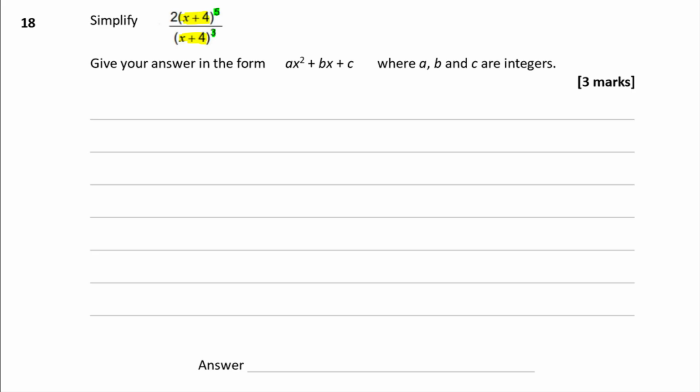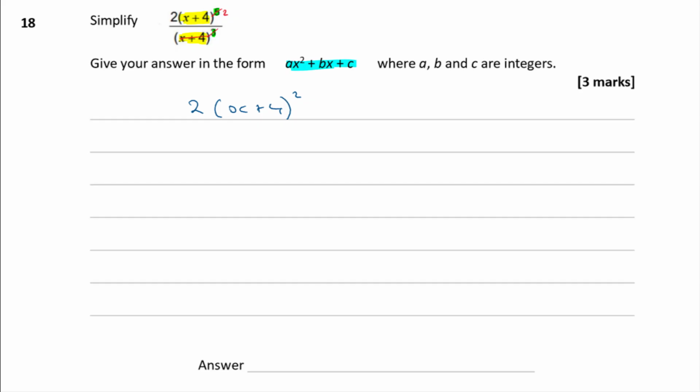So dividing x plus 4 to the power 5 by x plus 4 to the power 3, then I'm going to subtract the indices. So 5 take away 3 is going to leave me with 2, and then that's all going to disappear then, isn't it? So I'm going to get 2 lots of x plus 4 all squared. Okay. Then I need it in expanded form, don't I? I want to have it looking more like this.